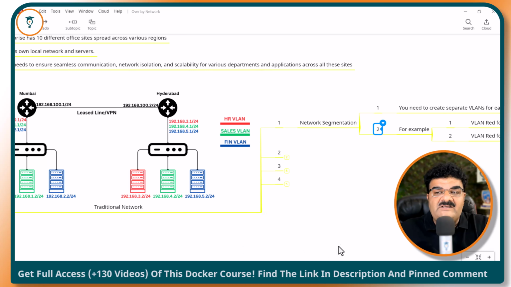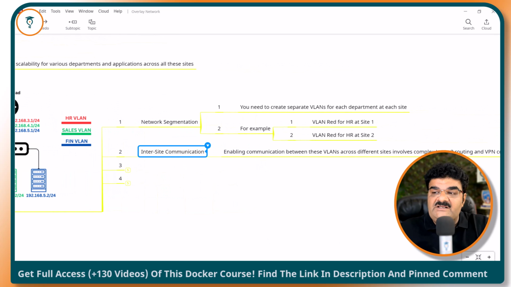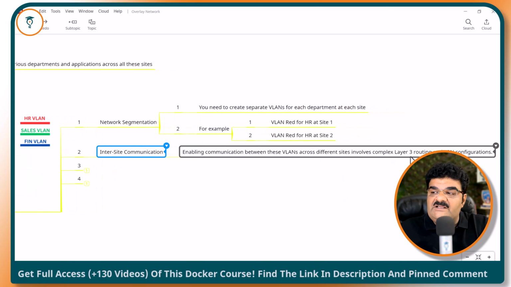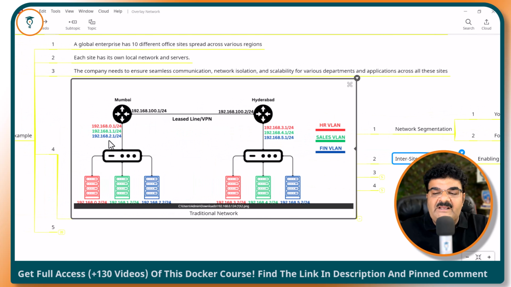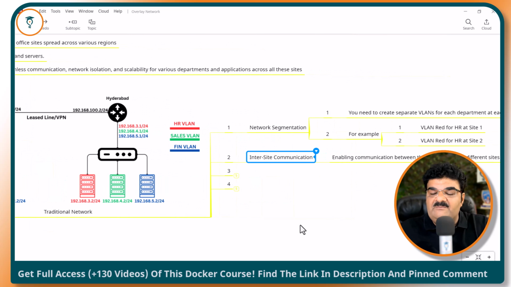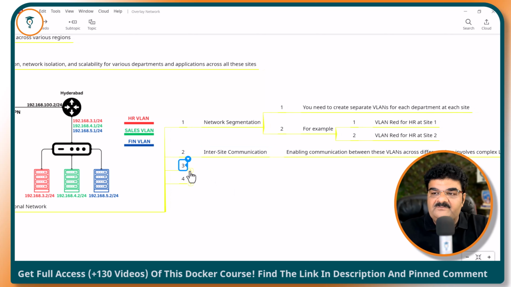And if you are using a traditional network, inter-site communication: enabling communication between these VLANs across the different sites involves layer 3 complex routing and VPN configuration. Here you have to create multiple interfaces, sub-interfaces. You have to provide them IP addresses, and this will be a complex process because all of this VLAN communication is happening through this particular leased line.